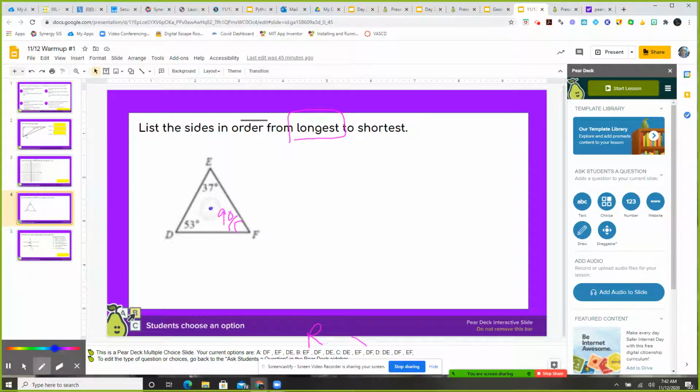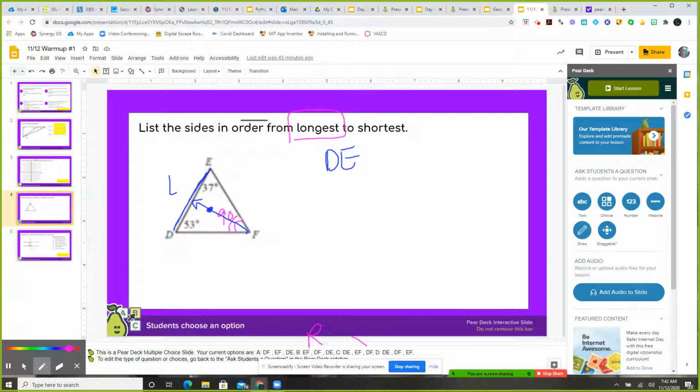So sometimes I put a dot in the middle of the triangle. I haven't done that for you guys yet, but it's kind of a good thing if you're still struggling with this. Go straight from the largest angle, which is F, to the opposite side. That means DE is the longest side. DE is going to be longest.